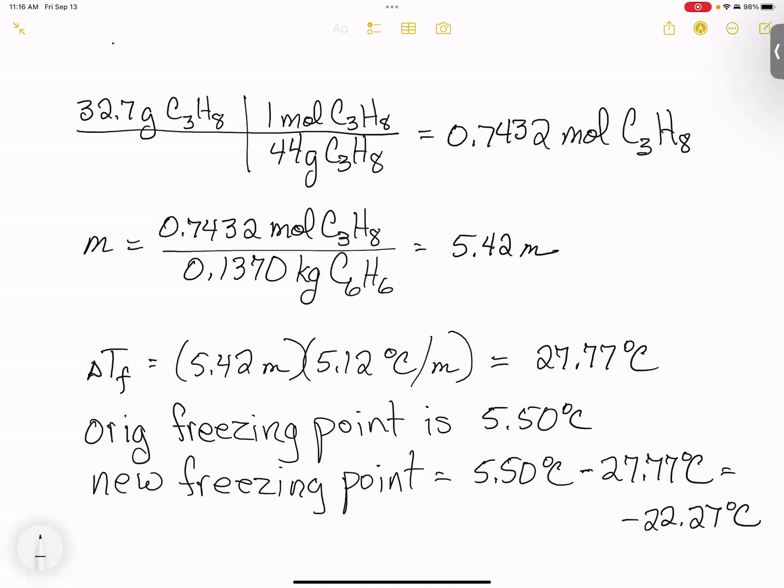Can anybody tell me, on the first problem, I added the change in temperature. On the second problem, I subtracted the change in temperature. Can somebody tell me why? Because the boiling point increases, which was the first problem, whereas freezing point decreases, which is the second problem.